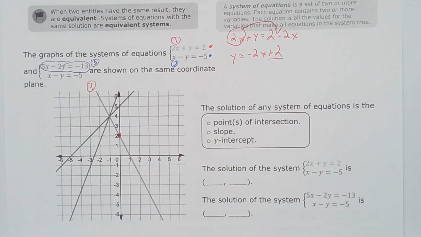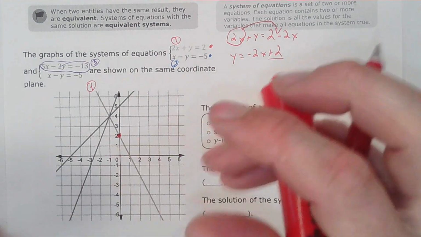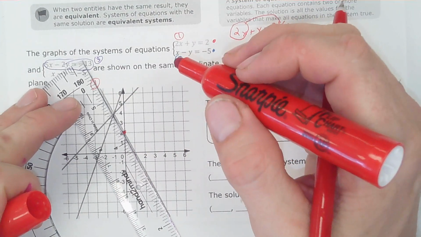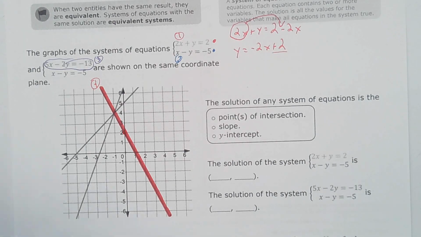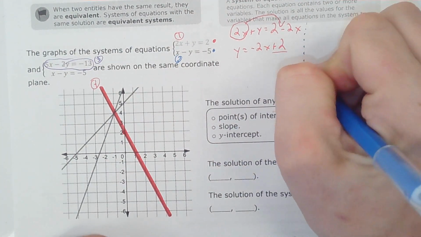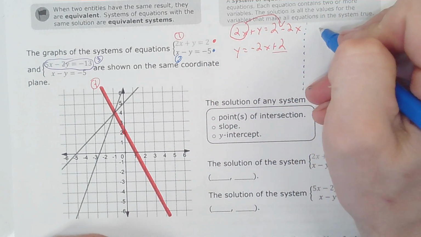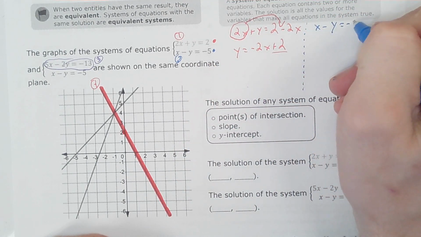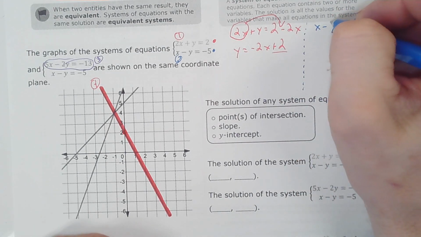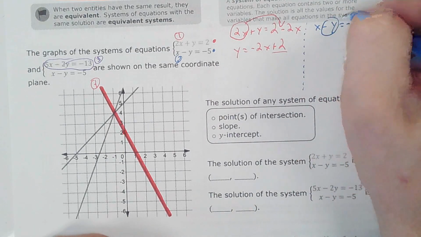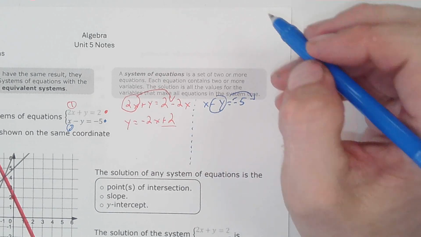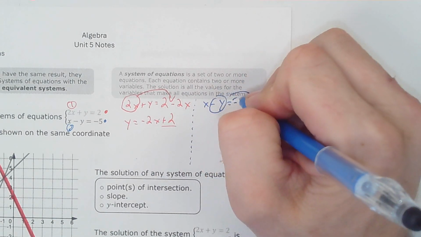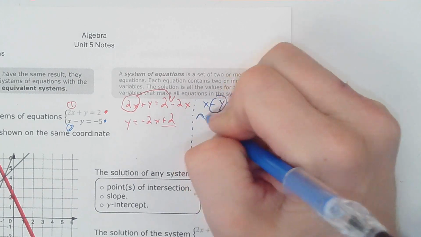I'm going to highlight it as red for the sake of my notes. So this is line red. Now we'll move on to line blue. It's not in y equals mx plus b form, it's x minus y equals negative 5. The easiest way to move this one around is to take the negative y and put it on the other side. Then take the 5, it's negative 5, put it on that side, and it becomes positive.